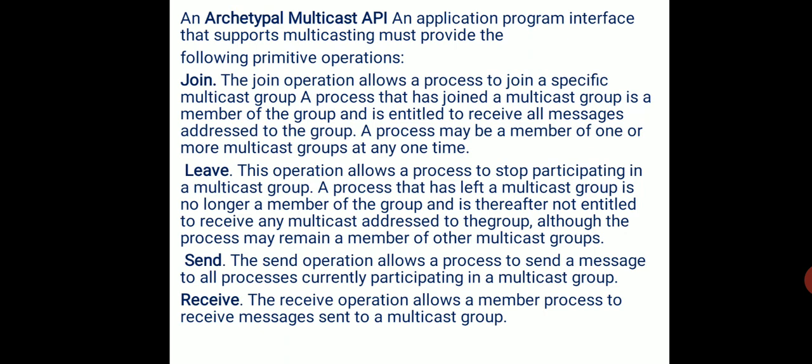The next operation is send. The send operation allows a process to send a message to all processes currently participating in a multicast group. And receive: the receive operation allows a member process to receive messages sent to a multicast group. So these are the four primitive operations involved in the archetypal multicast API: join, leave, send, receive.